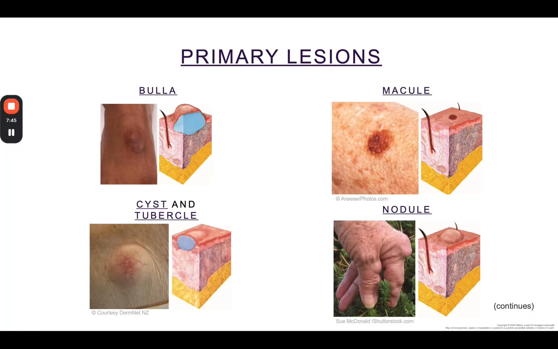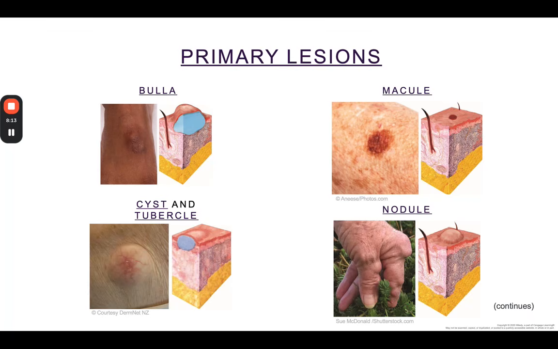Next up we have a nodule, okay? Nodules are just a solid bump larger than about 1 centimeter that can be easily felt. As an esthetician, we can't do anything with nodules. We have to refer them to a physician. An example of a nodule would be swollen lymph nodes or someone that has rheumatoid arthritis who may have rheumatoid nodules, okay?